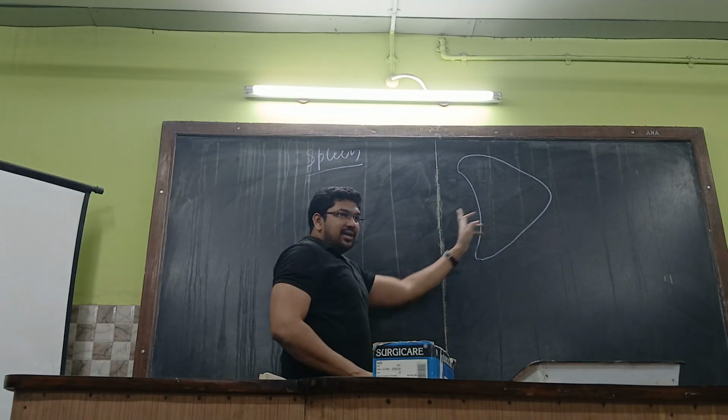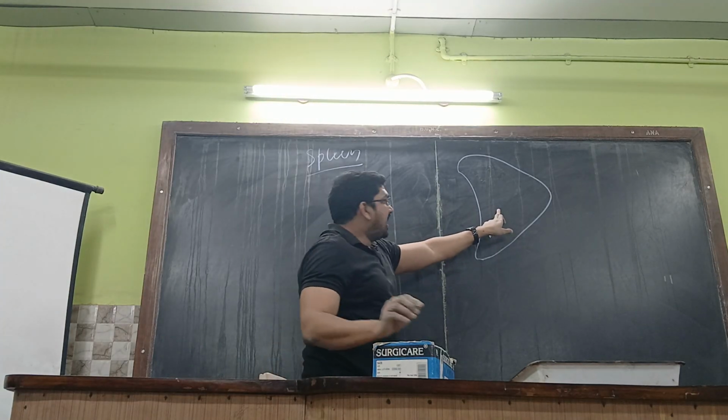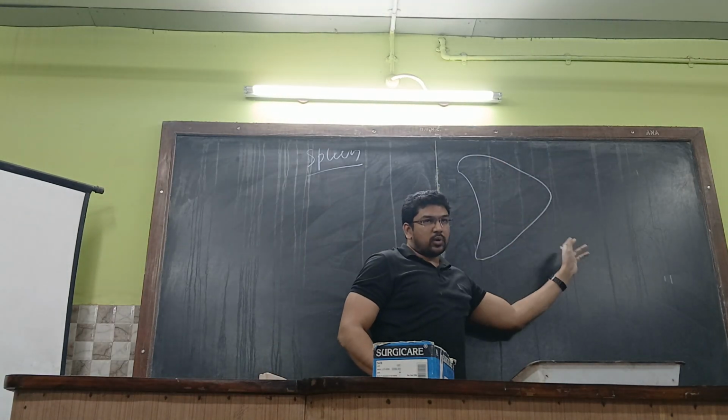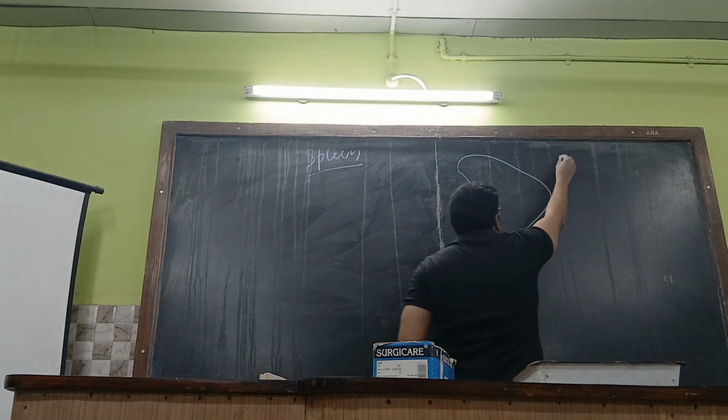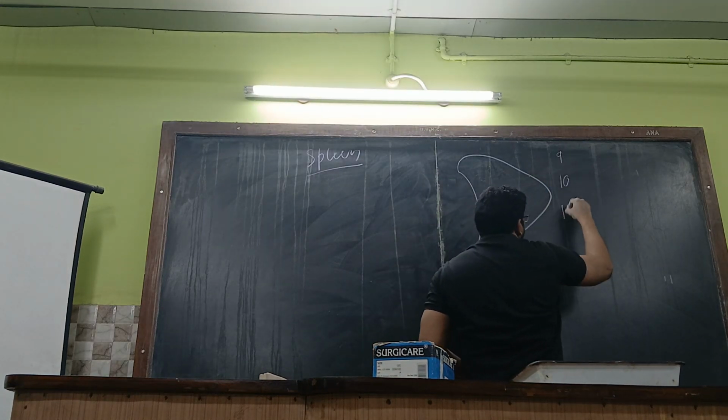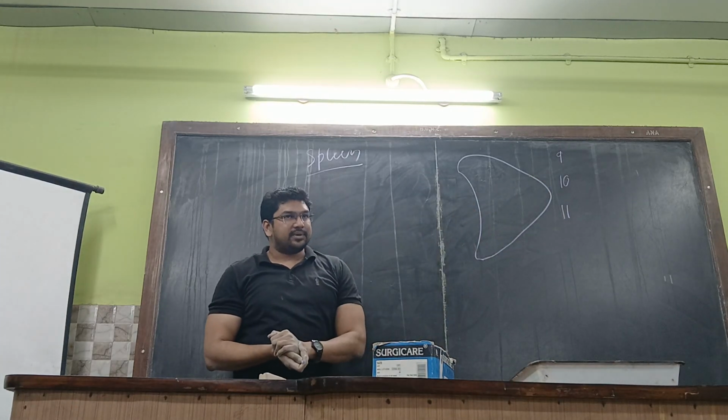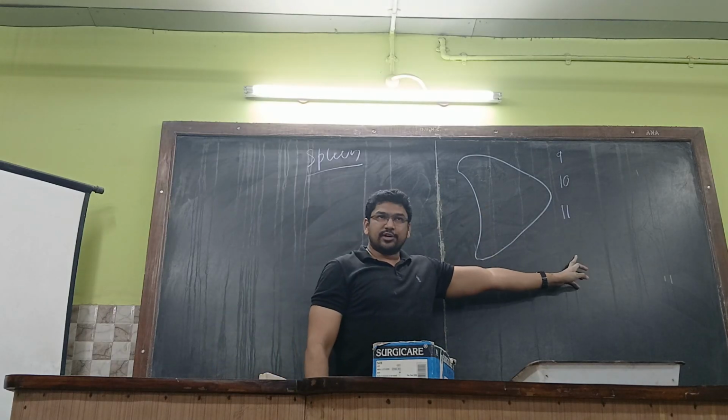So, epigastric and left hypochondriac regions. And this is related to 3 ribs. What are the 3 ribs? The 9th, 10th and 11th ribs. This you are supposed to remember: 9, 10 and 11 ribs.